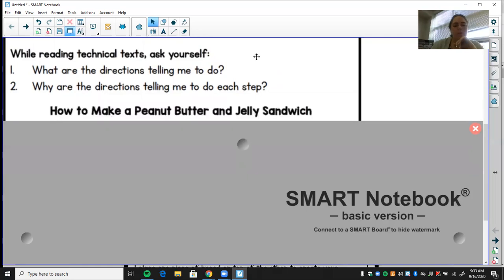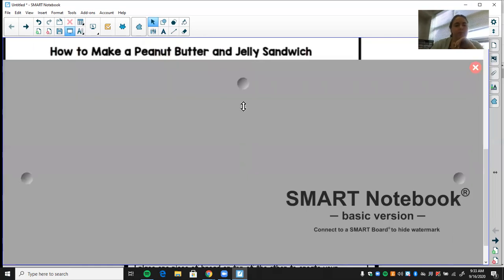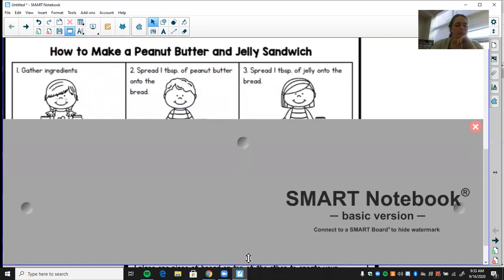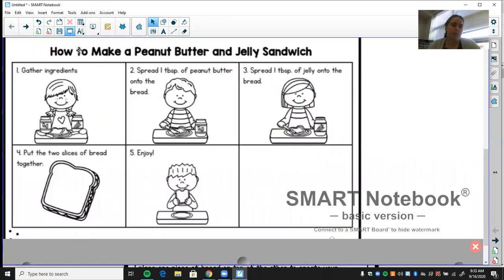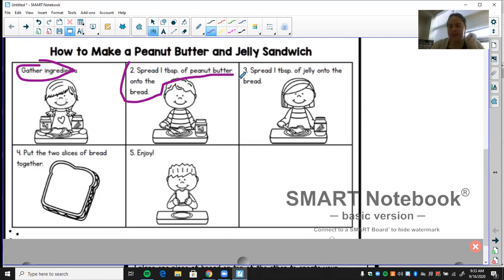So let's look at this, how to make a peanut butter and jelly sandwich. So step one is gather the ingredients. So we need to gather the ingredients. Step two is spread 1 tablespoon of peanut butter onto the bread. So we're going to spread the peanut butter on the bread. Step three is spread 1 teaspoon of jelly. So a teaspoon of jelly on the bread. And step four is put 2 of the slices together. So putting that peanut butter slice and that jelly slice and putting them together. And then step 5 is to enjoy your meal.